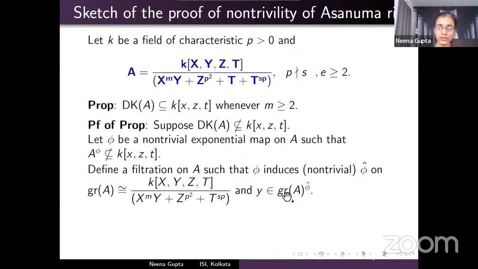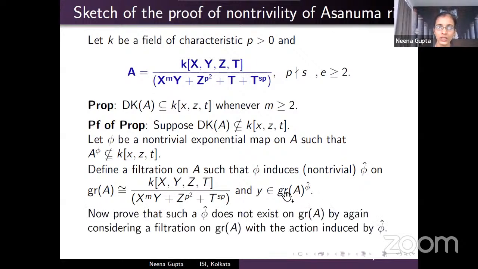And again, once you get this, you now define another filtration on gr(A) which will eventually lead to a contradiction. So essentially, you keep on taking filtrations and the associated graded rings. Hence, this ring A is not a polynomial ring for m greater than or equal to 2.